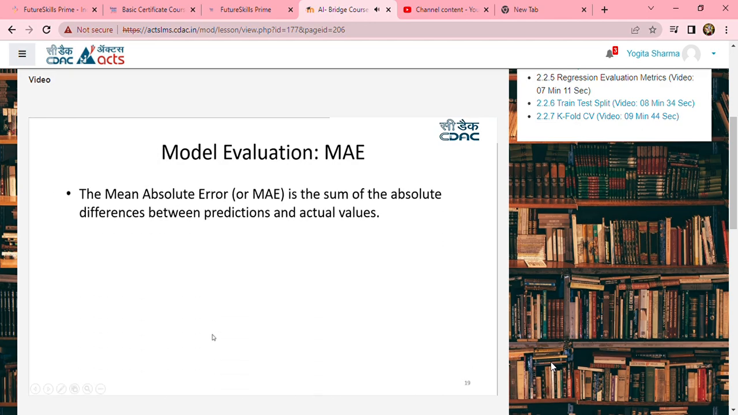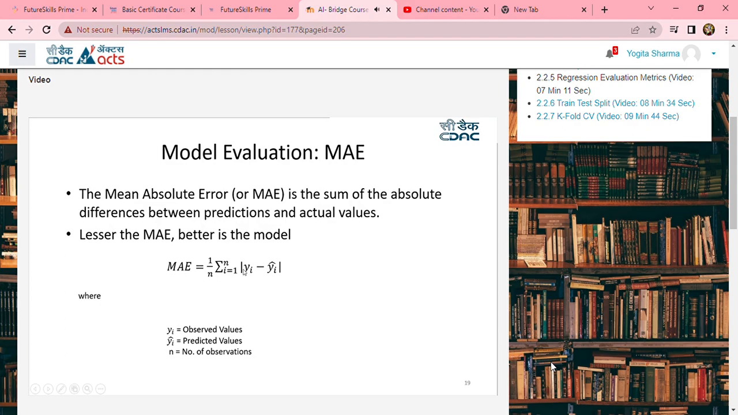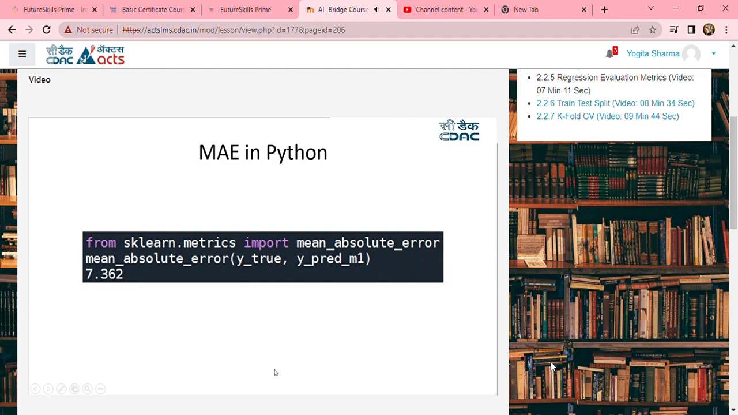Mean absolute error. Mean absolute error can be calculated as follows. Error means the difference between the predicted value and the observed value. We take the absolute of the difference between them, and we call it absolute error. And then we take the arithmetic mean of it. In Python, we have a function for that called mean_absolute_error.